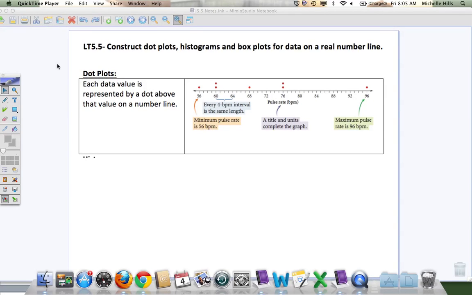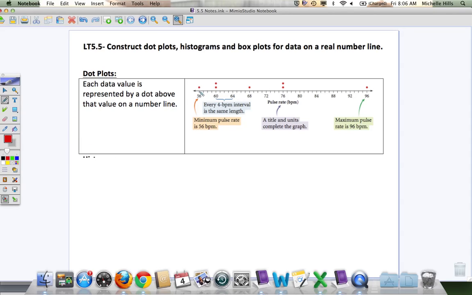So in Learning Target 5.5, we are looking at different kinds of graphical ways to represent data. The first one is just a dot plot, and each one of these dots represents a piece of data.